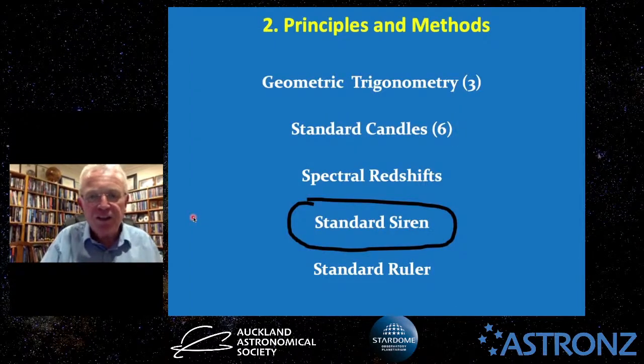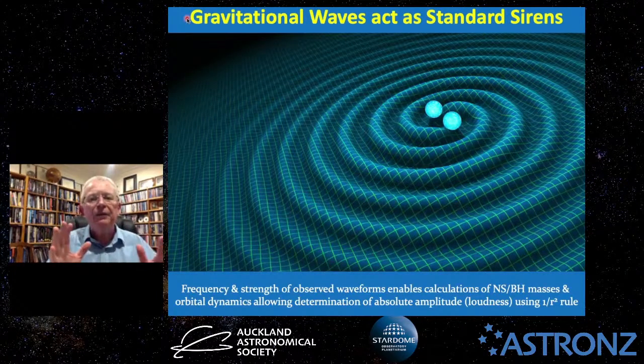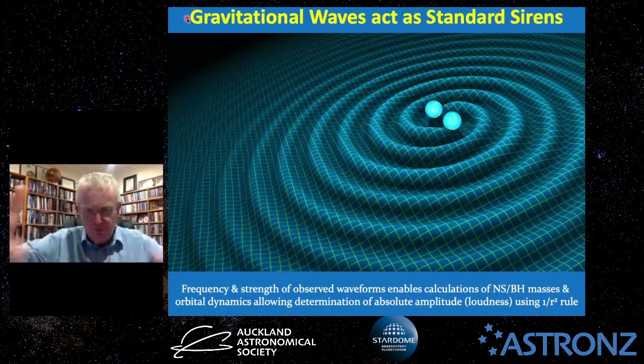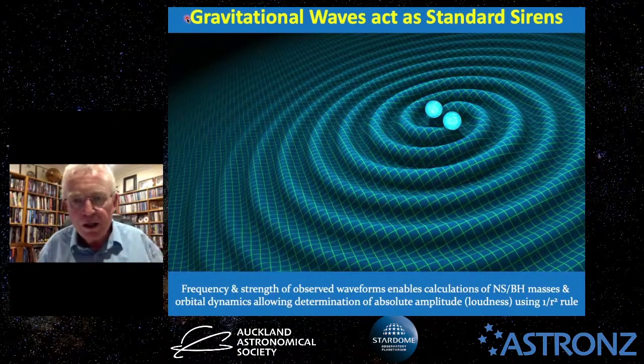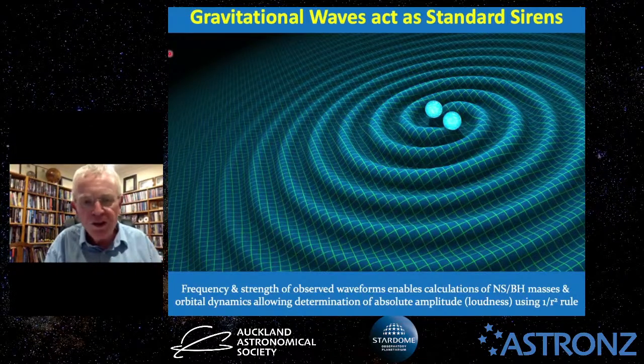So how about a standard siren? Sirens are sound waves, aren't they? So gravitational waves. Gravitational waves is something new. Einstein predicted them about 100 odd years ago, but it's only been the last 6 or 7 years that we've been seeing them, and that the gravitational wave detectors have been reporting them.